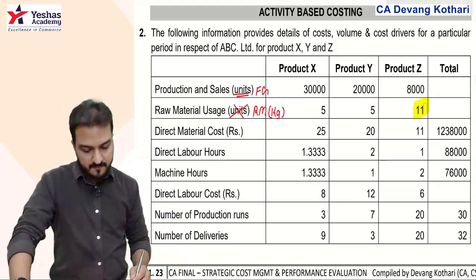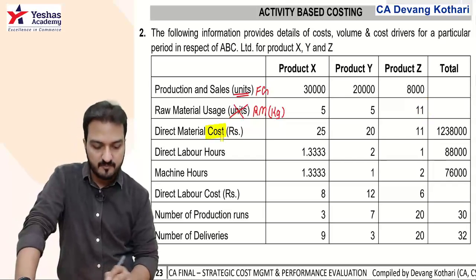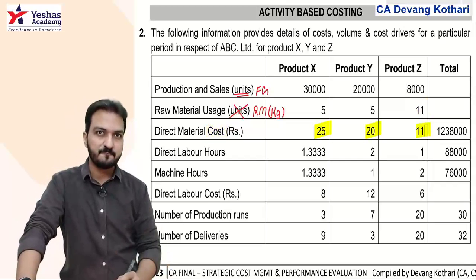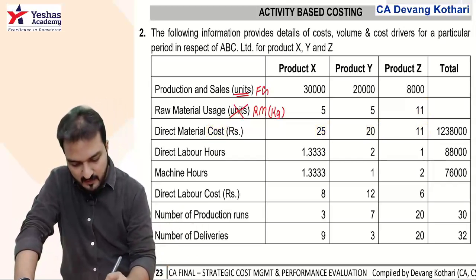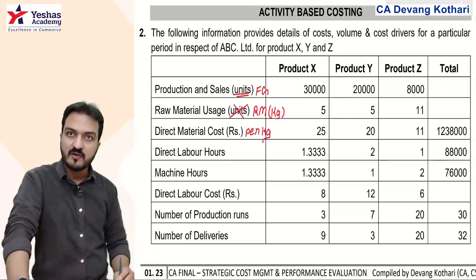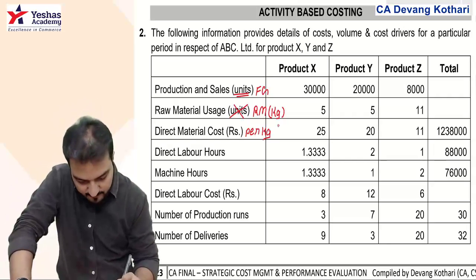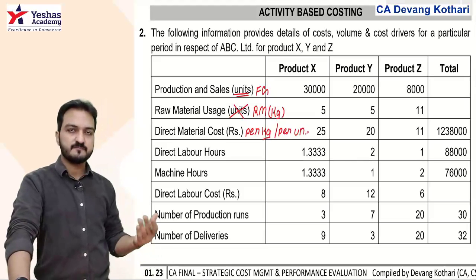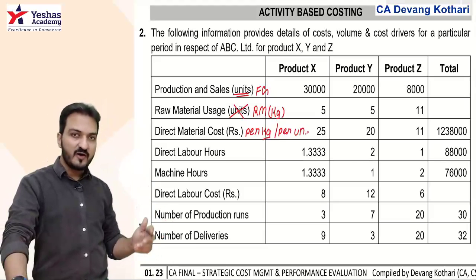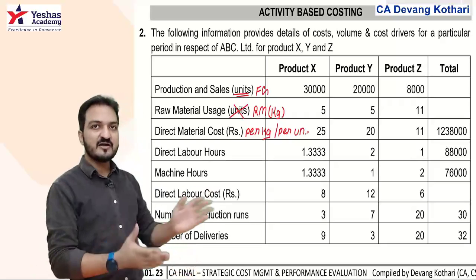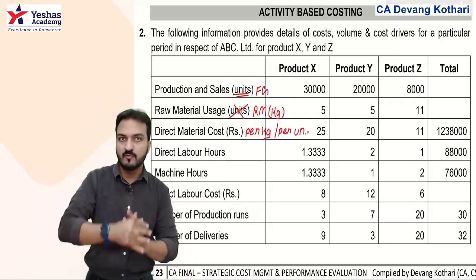Done. But then the material cost that you are given here is 25, 20 and 11. Now there is one confusion here: is this 25 rupees per kg of material, or is it 25 rupees per unit of finished goods? Meaning, is 25 the cost of one final unit of product X, or is that 25 the cost of 1 kg of raw material?